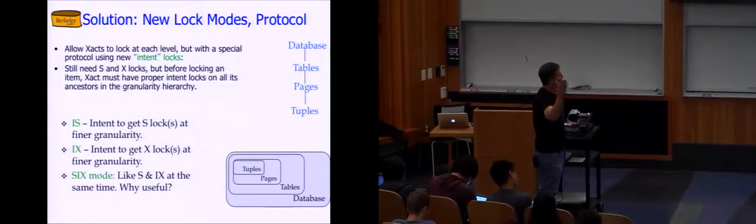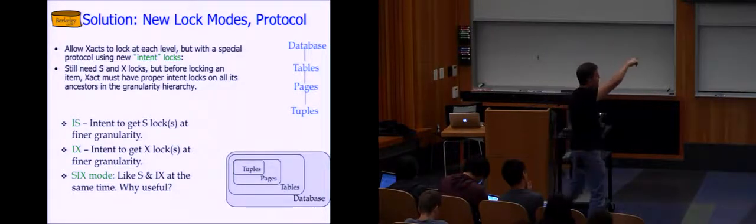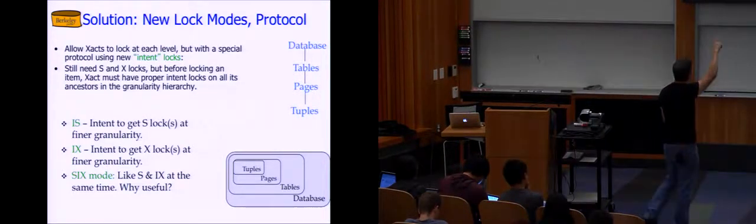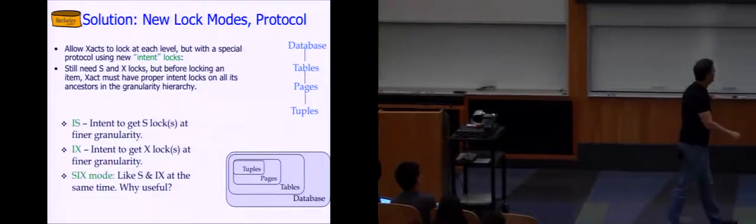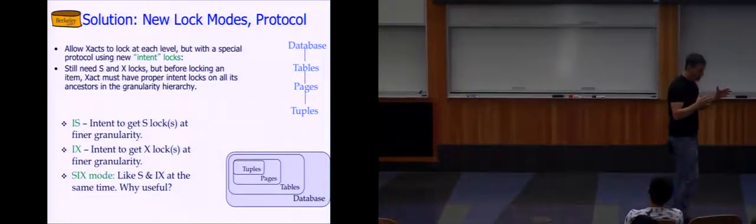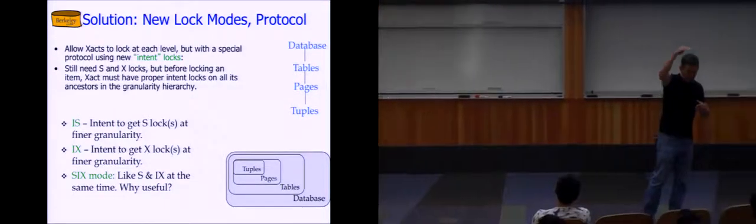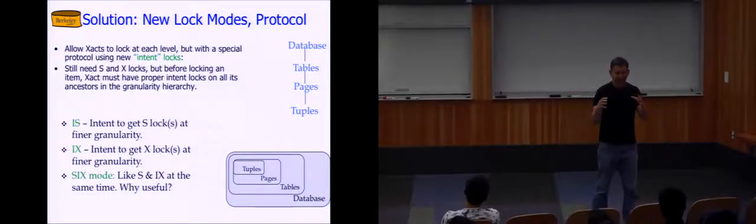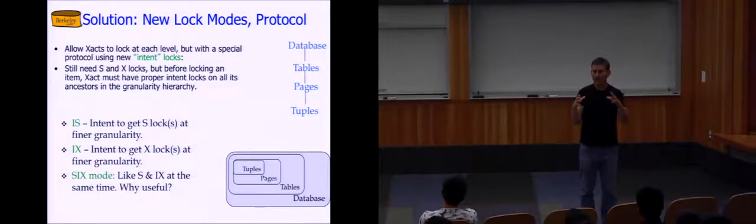But you have to lock from the top down or the outside in, if you want to think of it that way. All right? And then we're going to have these new locks which are called intent locks, where you say at an outer level container, or at a higher level in the hierarchy, I'm going to set a lock down below. So I'm going to tell you right now, I intend to do a lock at a lower level.